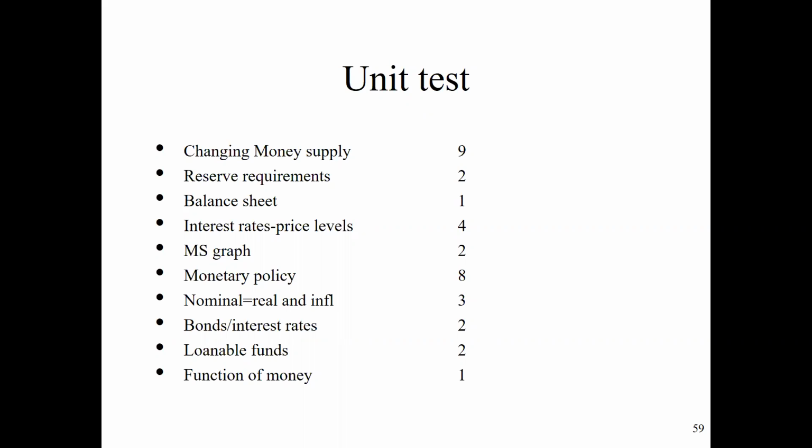All right, there are 4 questions on interest rates, like aggregate demand goes up, price levels increase. What does that do to interest rates? Price levels increase, people need more money. Demand for money goes up, so interest rates go up. There are 2 questions asking what shifts the money supply graph. We don't have to graph, obviously.